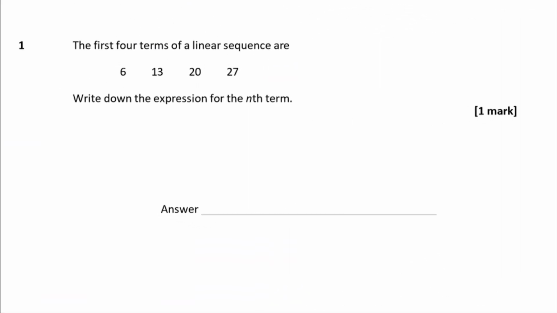Question 1. The first four terms of a linear sequence are 6, 13, 20 and 27. Write down the expression of the nth term.